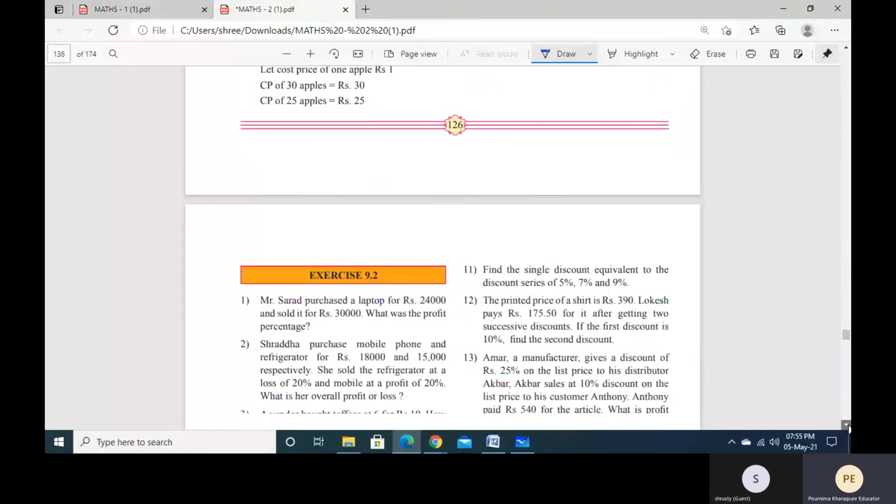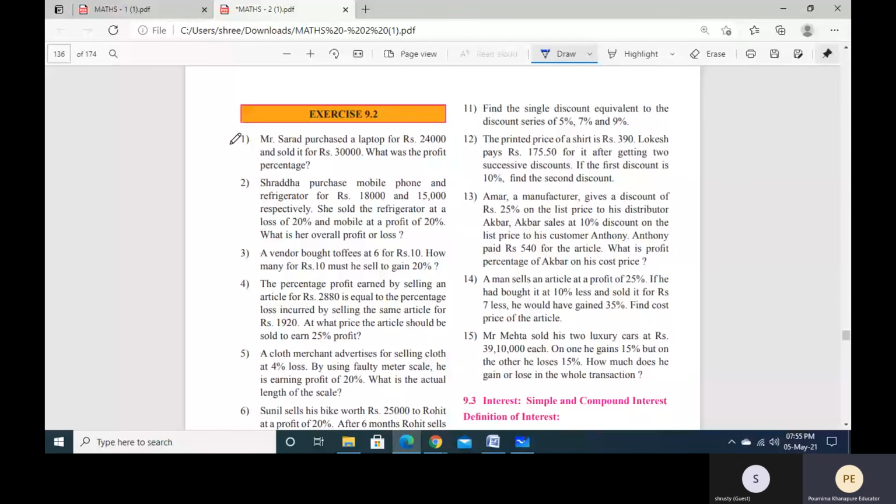Okay. So the first one is easy now. He purchased the laptop for 24,000 and sold it for 30,000. So 6,000 is the profit. Yes. For percent, 6,000 upon 24,000 into 100.